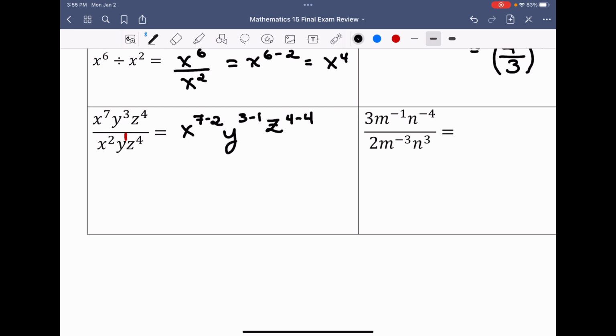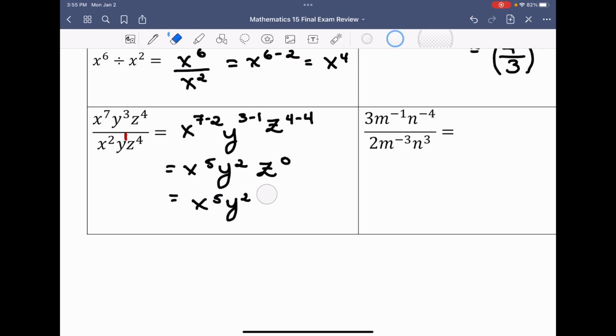So now let's simplify this. It's x to the power of 5, y to the power of 2, and then z to the power of 0. Now we should remember from the first page, anything raised to the power of 0 simply becomes 1. Now, do we need to multiply whatever we have by 1? Not really, because we know that would just give us the same thing. So this goes to 1, but anything times 1 just gives us the same thing that we had there.